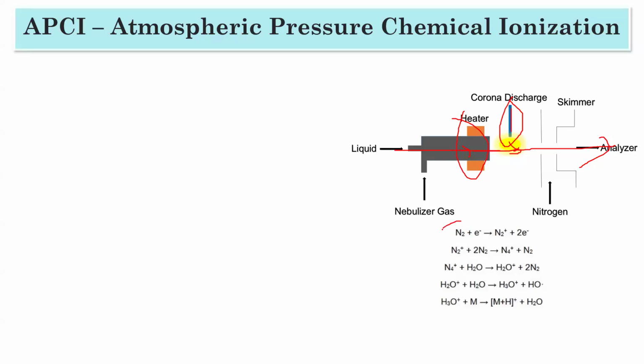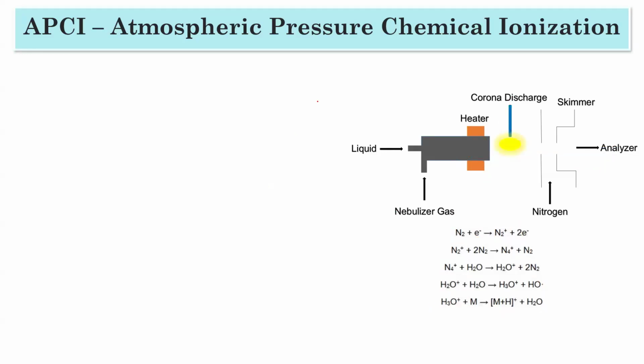Suppose we are using a nebulizer gas, and mostly people use nitrogen. So you are using nitrogen, what will happen? It will hit this corona discharge and get ionized. And then you will have your analyte molecule. Overall this molecule will get ionized. This is just the mechanism, so don't worry about this, just understand that your molecule will get ionized with the help of the nebulizer gas, or even some moisture that will be present there.